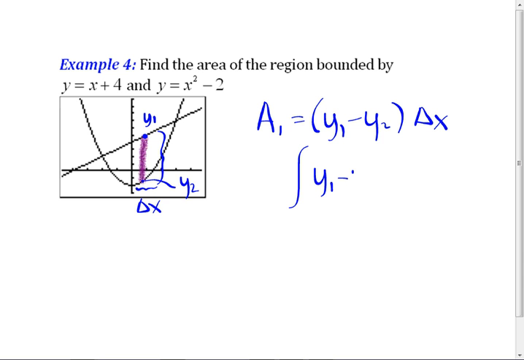y1 minus y2. Does it matter the order in which you do this? Yes. If you get a negative answer, that means you have them in the wrong order. But then just put a negative in front and fix your sign, because you're not going to have time to rewrite the problem. But you can fix it. As long as it's mathematically correct, that's okay.